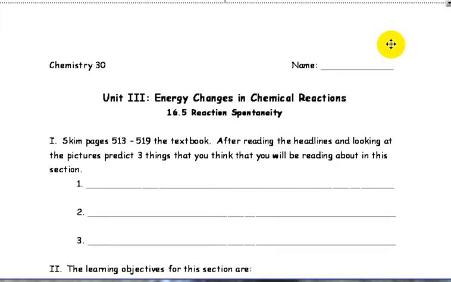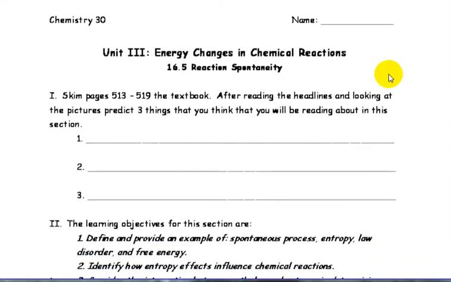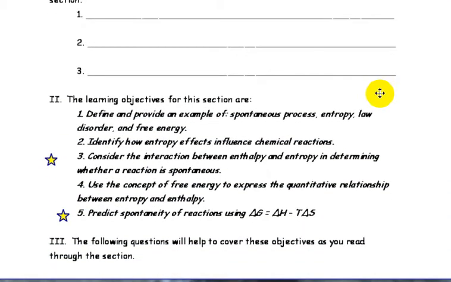Welcome back, Chemistry 30. This is the last booklet in Unit 2, 16.5, Reaction Spontaneity. So here we'll look at what a spontaneous process is, entropy, law of disorder, and free energy. We'll look at identifying how entropy influences chemical reactions.